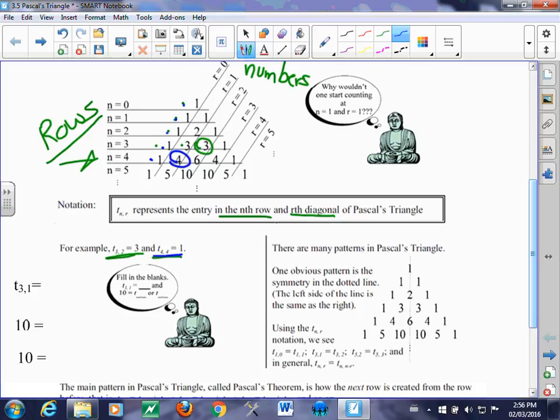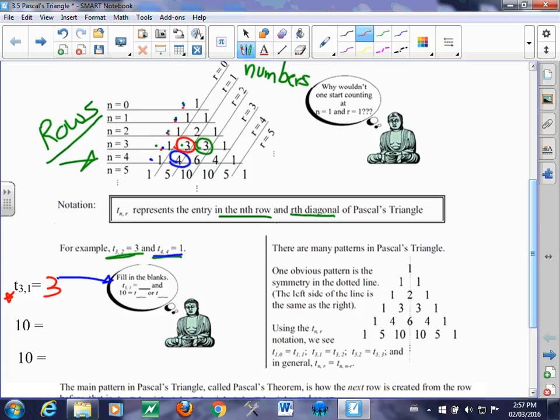Okay, so it says to fill in the blanks here. We didn't have enough room, so I just put them over here. So those blanks fill in right here. So T(3,1). I'll change to red for this one. So we go 0, 1, 2, 3, and over to 1. So that's going to equal 3.